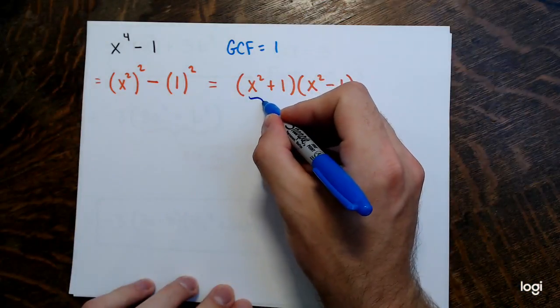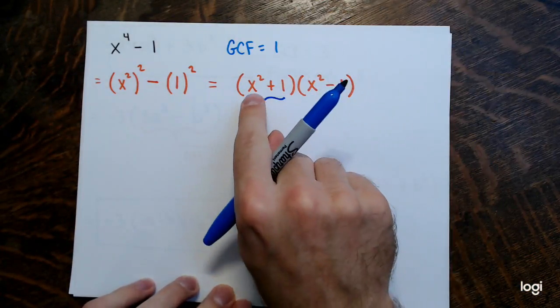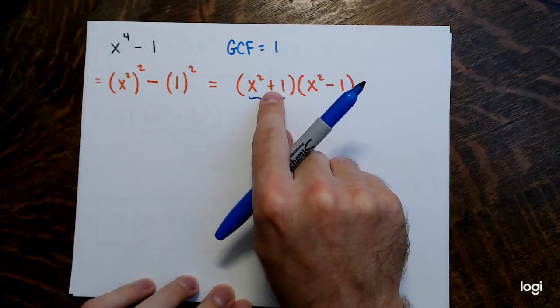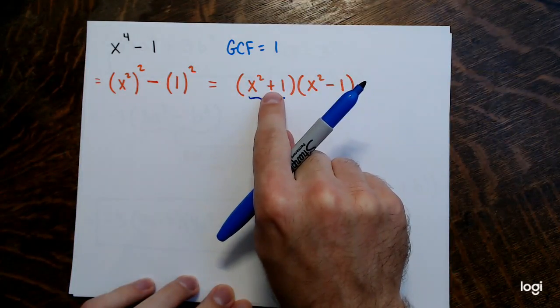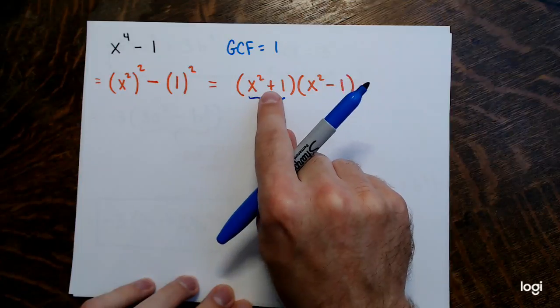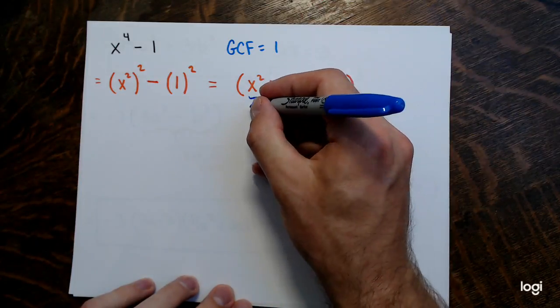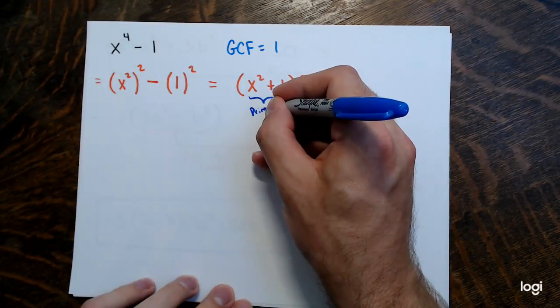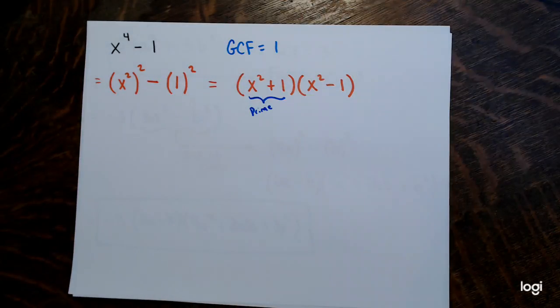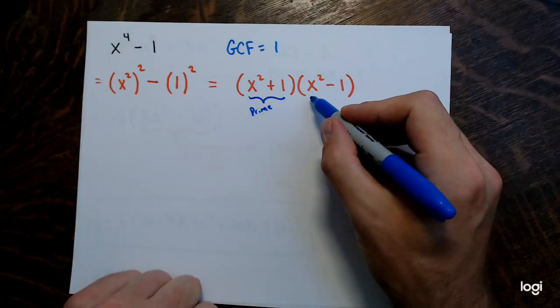So let's look at this first one here. Now this first one has 2 terms, but this one is a sum of 2 squares, x squared plus 1 squared, or 1. So that's prime, right? If you've already pulled out the GCF, a sum of 2 squares is prime. It can't be factored over the integers, they would say for this one.